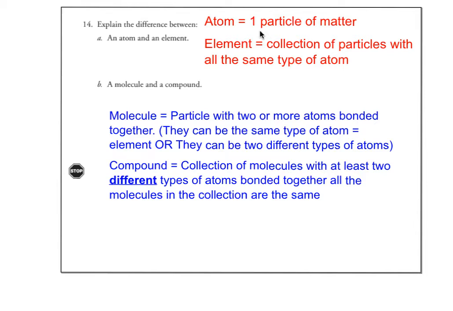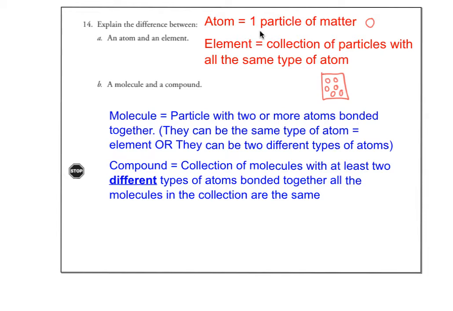That seems like a stupid question because it feels obvious, but you'd be shocked at how many kids mess this up. So an atom is one particle like this, whereas an element is a collection of particles made of the same type of atom. So you can't have an element unless you have multiples, right? So here's an element, here's an atom.